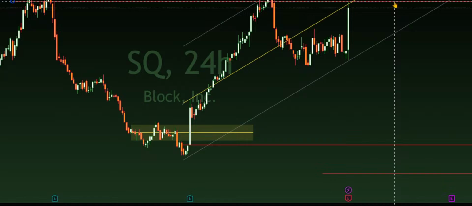Now, SQ had better gap up above 78.60 because this is the exact point that we projected off and then completely flushed and dumped.